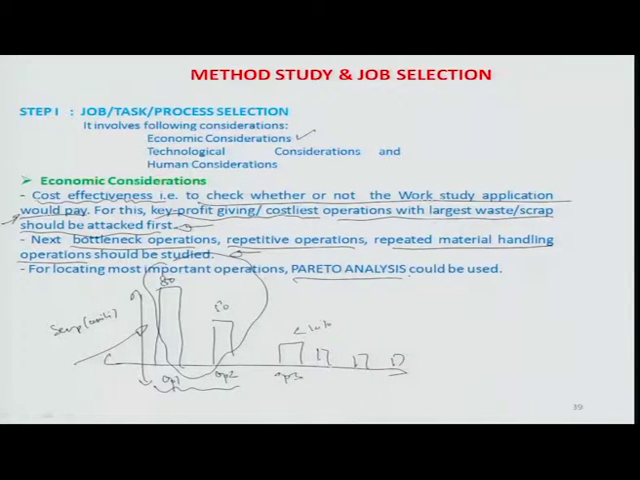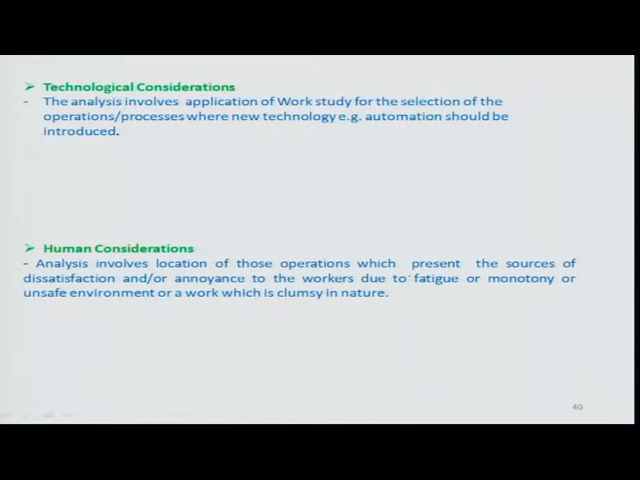So, job task selection should also be done in light of technological considerations. Which means that the analysis involves the application of work study for selection of operations and processes where new technology, for example automation, should be introduced. I already told you about something related to a coolant gun vacuuming the coolant system and filling the coolant as the vehicle proceeds.